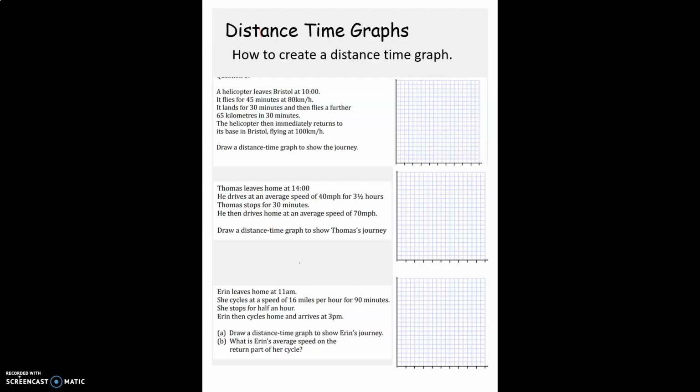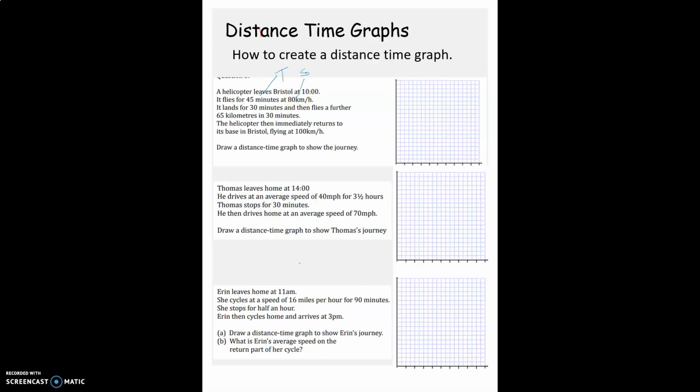This video is going to go through how to create distance time graphs. So our first example here, we have a helicopter leaving Bristol at 10 a.m. It flies for 45 minutes at 80 kilometres an hour. So 45 minutes is the time and 80 kilometres per hour is the speed.